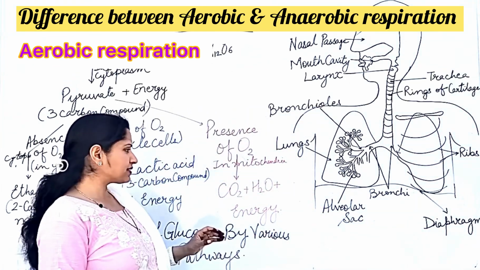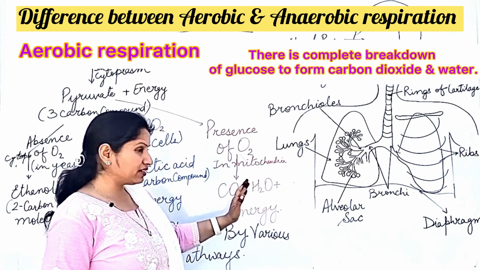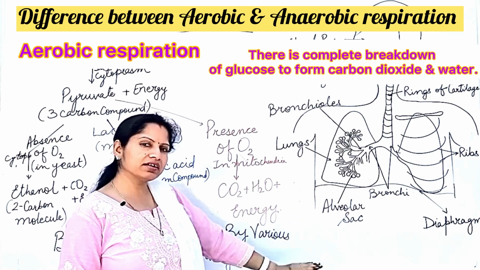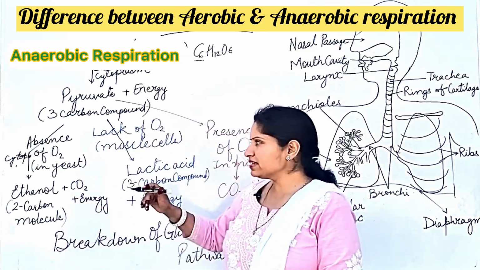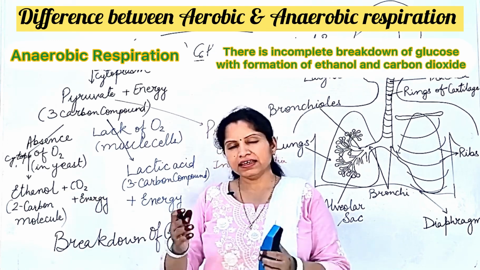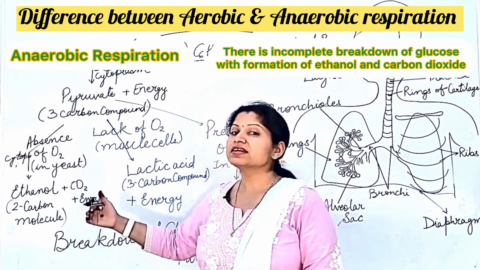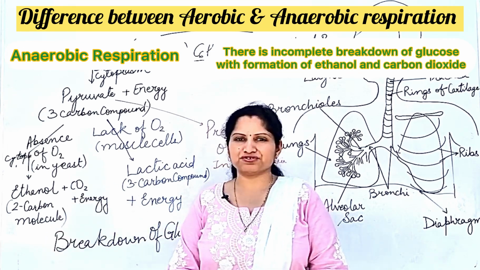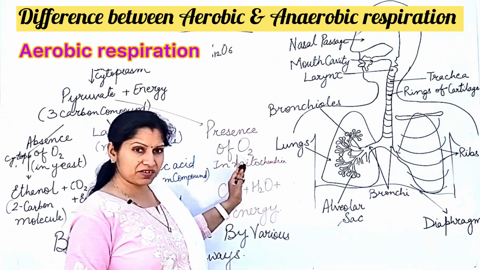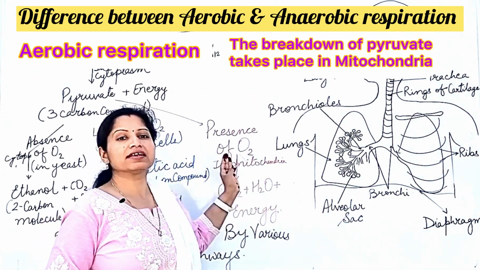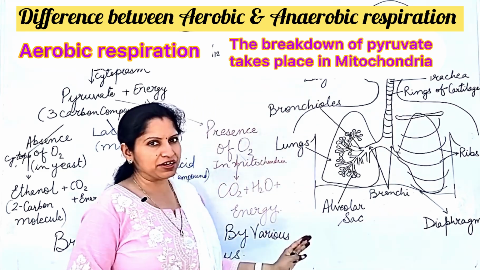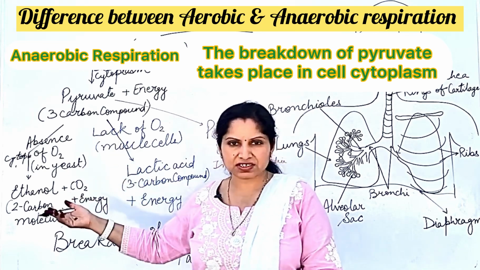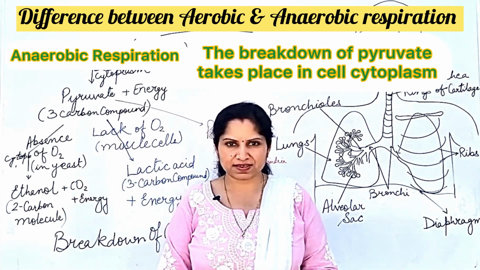Okay, next is, in case of aerobic respiration, there is complete breakdown of glucose to form carbon dioxide and water and release the energy. But in case of anaerobic respiration, there is incomplete breakdown of glucose resulting in formation of ethanol and carbon dioxide with release of energy. Okay. In case of aerobic respiration, the second step of respiration, that is breakdown of pyruvate, takes place in the mitochondria. Whereas in case of anaerobic respiration, the second step as well as the first step both take place in the cell cytoplasm only. Okay.